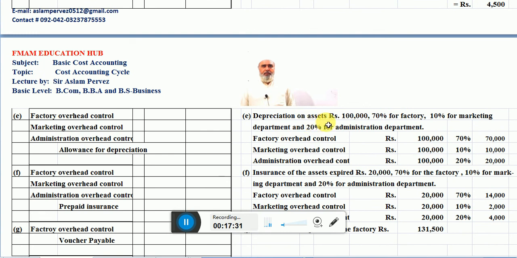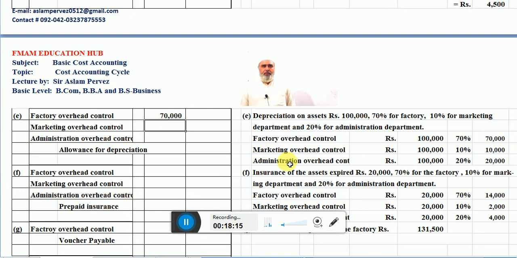Depreciation on assets of 1 lakh. 1 lakh rupees is charged to the depreciation for the whole company's assets. The proportion is 70% for the factory, 10% for the marketing department and 20% for the administration department here. Then we have to find the factory overhead control against the depreciation of factory assets. 1 lakh into 70%, 70,000 rupees here as factory overhead control. 70,000 rupees belongs to the factory cost, which is charged to the factory overhead control here.